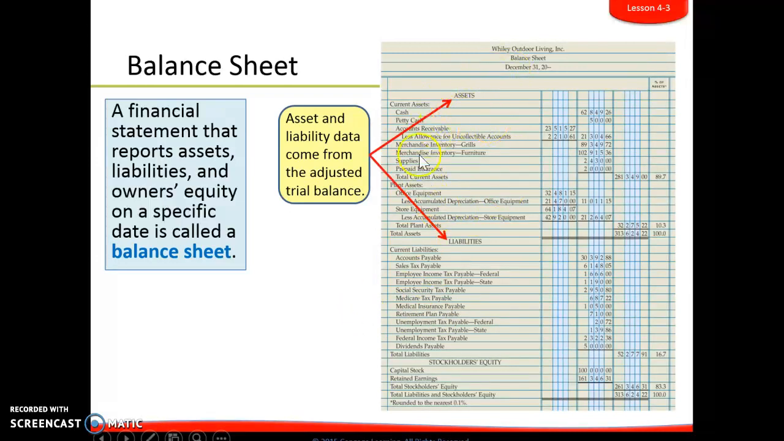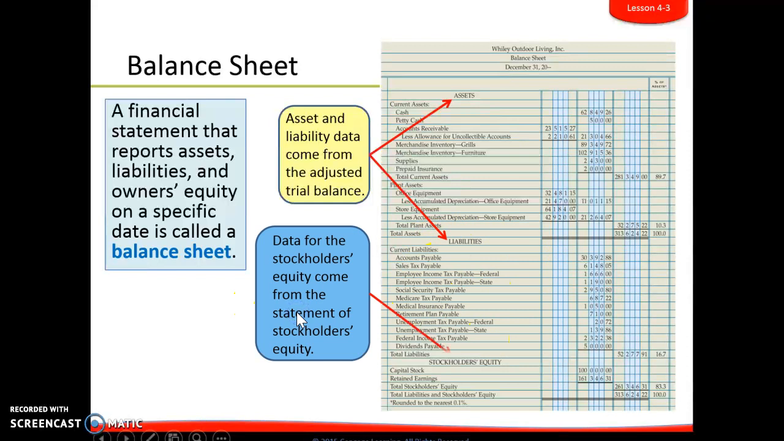So here is our asset information. Here is our liability information. This is going to come from our adjusted trial balance. And then our stockholders equity section is going to come from our statement of stockholders equity.